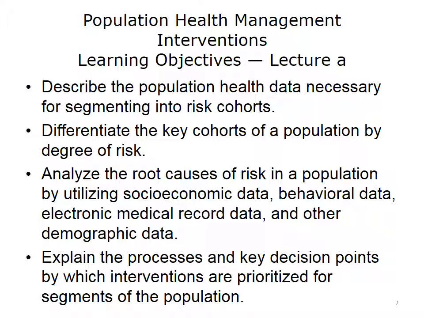1. Describe the population health data necessary for segmenting the population into risk cohorts. 2. Differentiate the key cohorts of a population by the degree of risk. 3. Analyze the root causes of risk in a population by utilizing certain socioeconomic, behavioral, electronic medical record data, and other demographic data. 4. Explain the processes and key decision points by which interventions are prioritized for segments of the population.